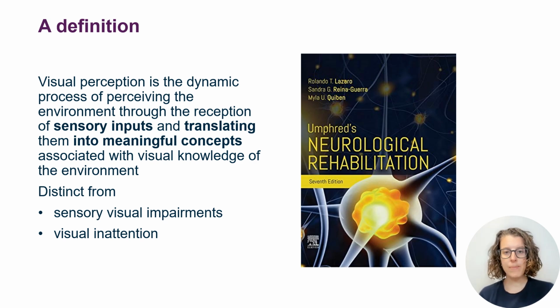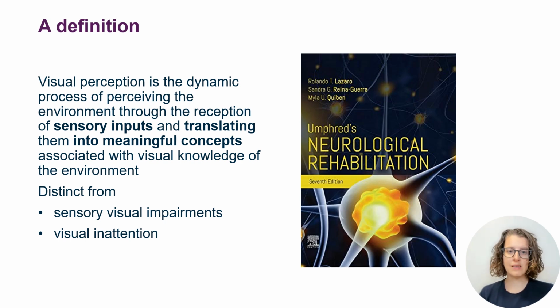So it's inputs from our eyes that are then translated into meaningful concepts. Our brain is translating these electrical signals from our eyes into something meaningful. And then the next step is that these meaningful concepts are associated with visual knowledge of the environment. So our brain links this picture that it built to what we know things look like. It has a big database of pictures of what a house looks like, what a horse looks like, and will match the image that the brain has constructed to this bank of images.